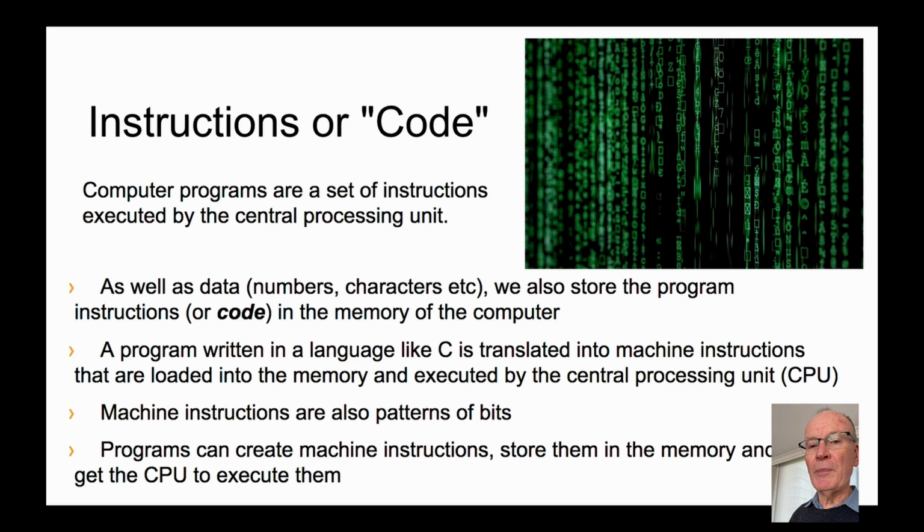So when you compile a programming language like C, it gets converted into a set of machine instructions, which are just bit patterns in the main memory of the computer. And the CPU will then execute these instructions, will interpret the bit patterns to work out what the instruction is and what the operands, what the subject of the instruction is, and will carry out the instruction using its internal logic.